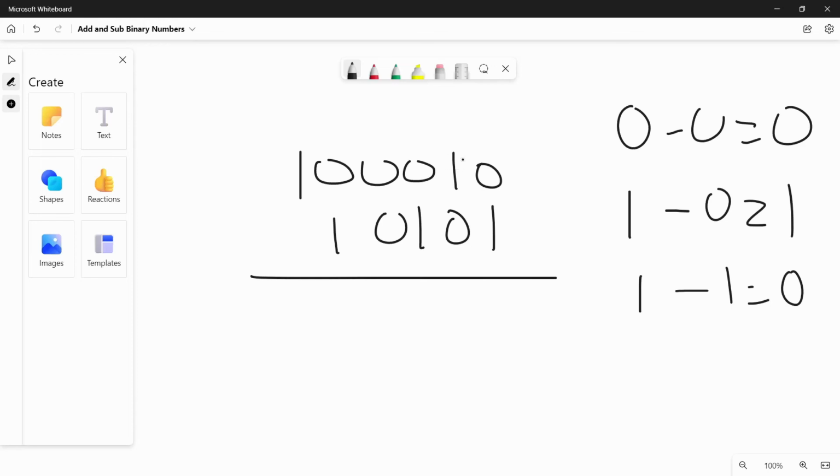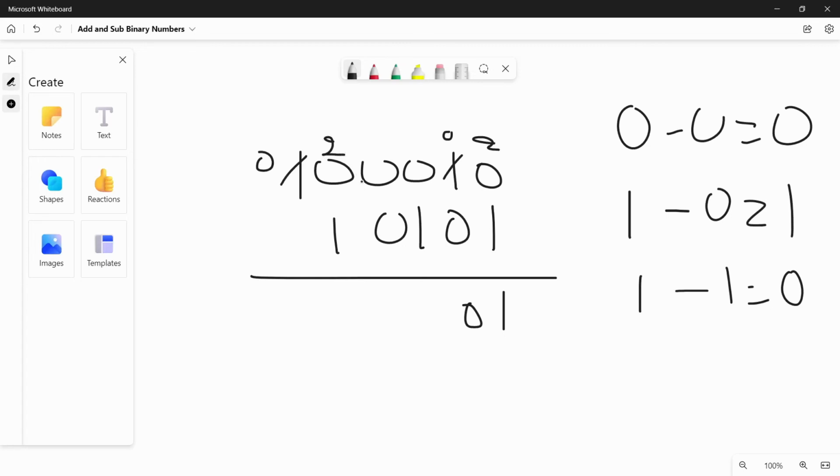I'll borrow a 1 from this one. So it will become 0 and I'll add 2 over here. 2 minus 0 is 2. 2 minus 1 is 1. 0 minus 0 is 0. And now we need to borrow a 1. But we can't borrow a 1 from this one because it's 0 as well as from this one. So we will borrow from this one. This one will become 0 and this one will become 2.